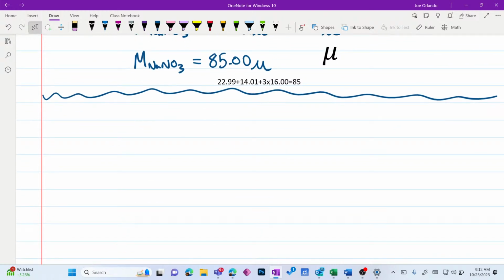Okay, let's try one more. But I want to make a note first. Just a note on the words we use. Note on language.